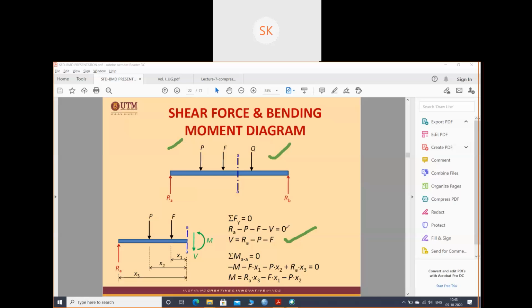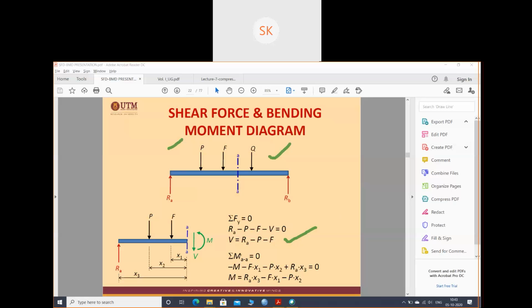So I need to find the moment about AA. I have denoted this distance as x1, this distance as x2, and this distance as x3. Now, as we know, when we cut the section there will be one shear force and moment. For the shear force, summation of all the vertical forces equals 0. I'm taking upward direction as positive, so RA, and these are all in downward direction, that's why minus, minus, minus. So I got the V value from this equation.